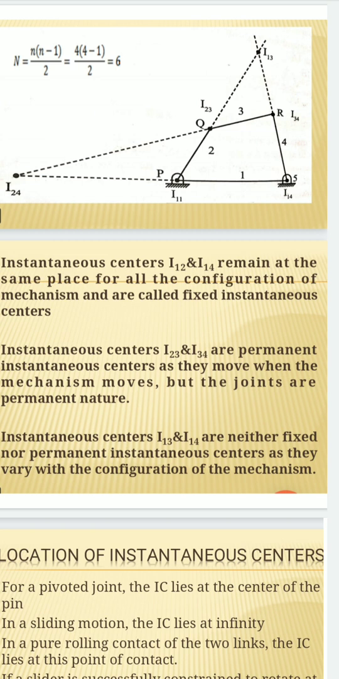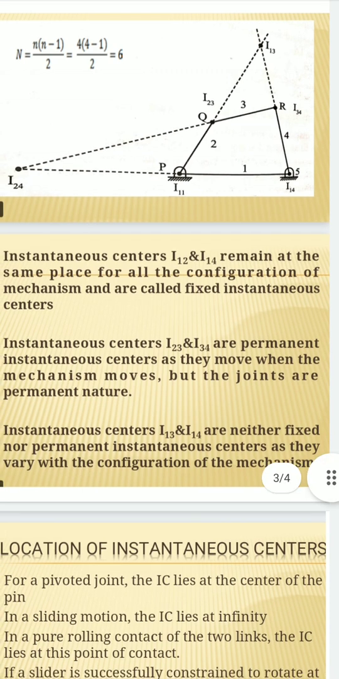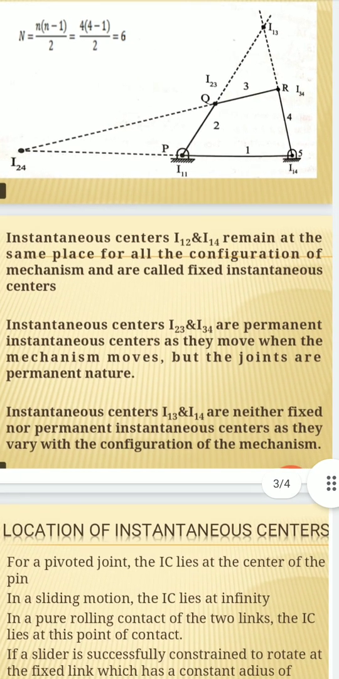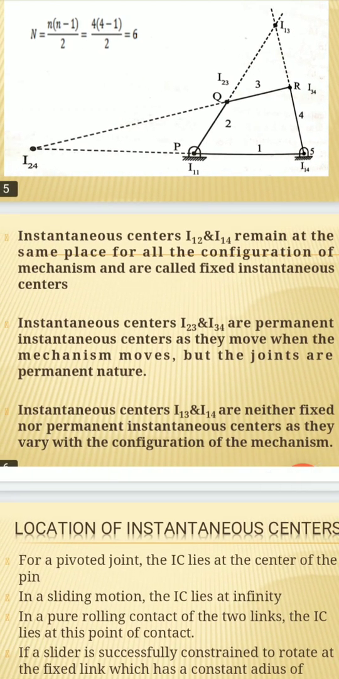I think I13 and I24 should have been written there. They are neither fixed nor permanent instantaneous centers, as they vary with the configuration of the mechanism. As the links are rotating, for example, if you consider link 2 as the crank rotating, then naturally I13 and I24 will change their positions.